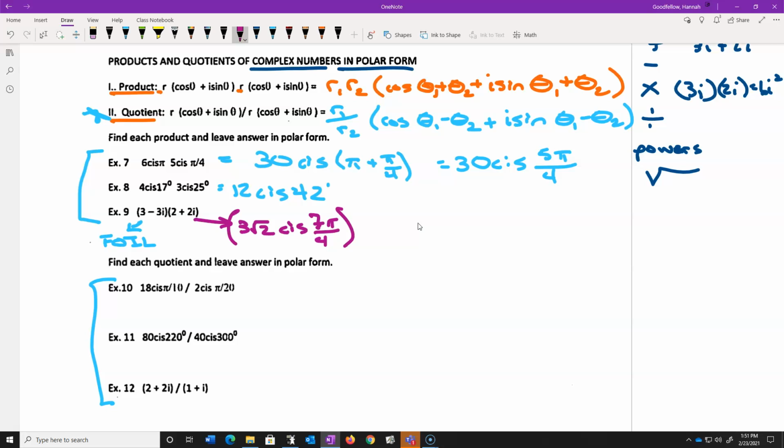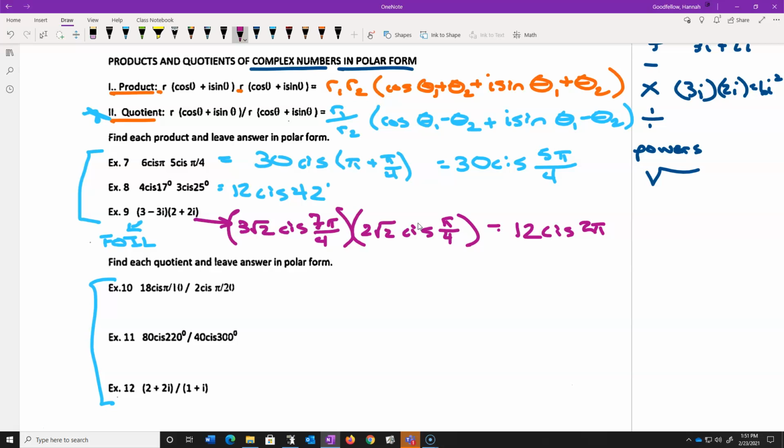Now, they're really saying multiply that times 2 plus 2i, which we did up above. That was 2 root 2 cis of pi over 4. Now I can actually make that product work, and if I multiplied these two times each other, I'd get 6 times 2, which is 12, cis of 2 pi, and you've got your answer in polar.